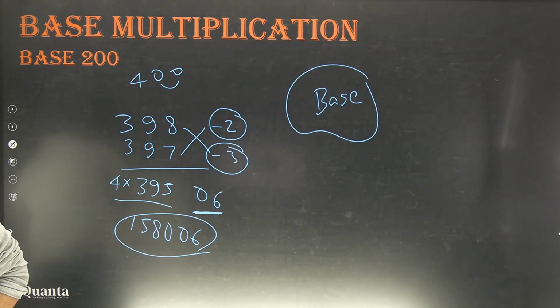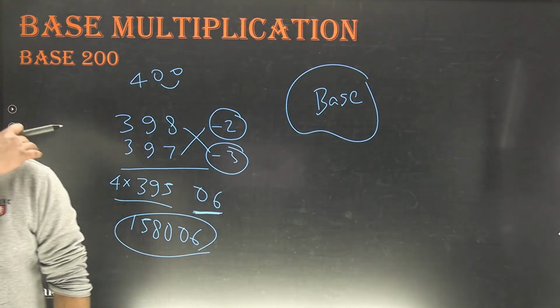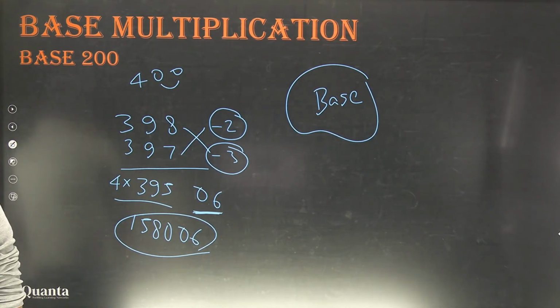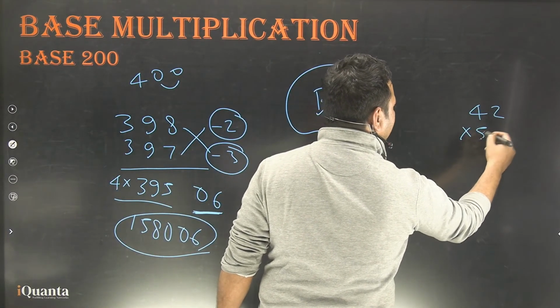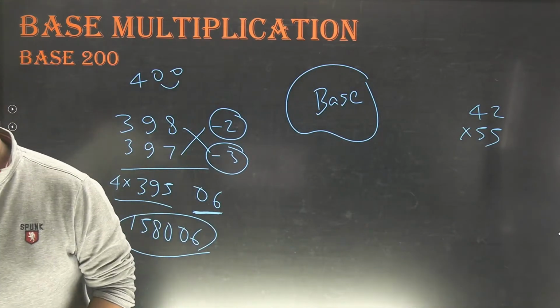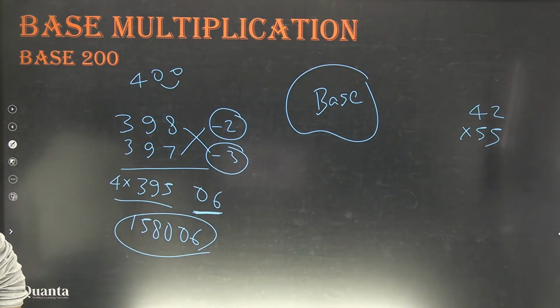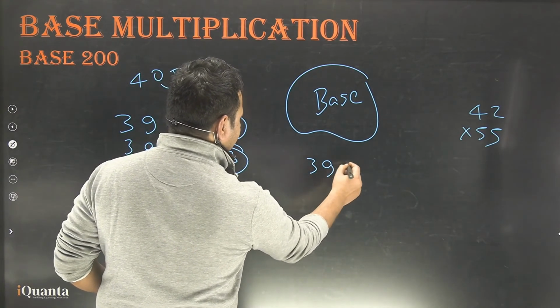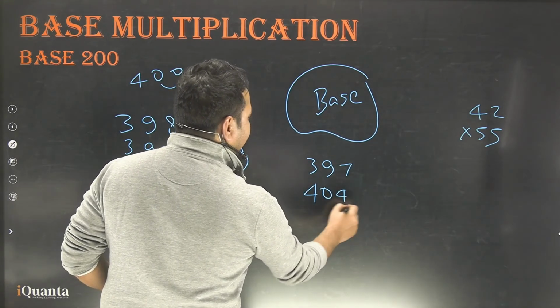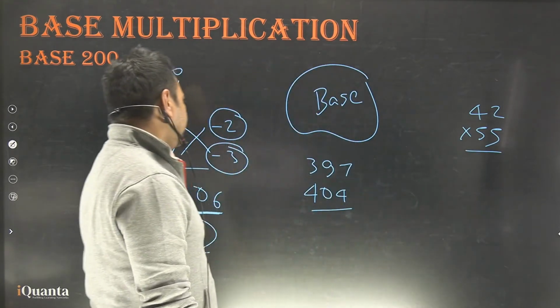Sanyam is asking 395 into 404. Let's do that. And Rose, 42 into 55. There's one more. What was that? Sanyam was asking something. I missed your comment. It was probably 397 into 404. Okay. So we can try doing these two.